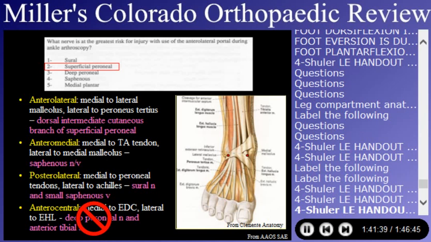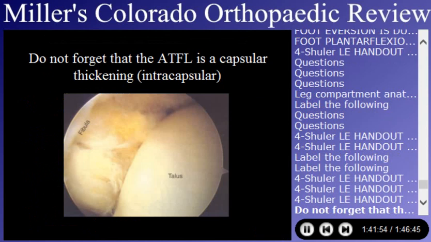Anterior medial portal is medial to the tibialis anterior tendon, lateral to the medial malleolus, and the neurovascular structure is the saphenous nerve and vein. Posterior lateral, the one you'd never want to do is anterior central, and I showed on the diagram the anatomic location of the portals. Don't forget that the ATFL is an intracapsular thickening, okay?